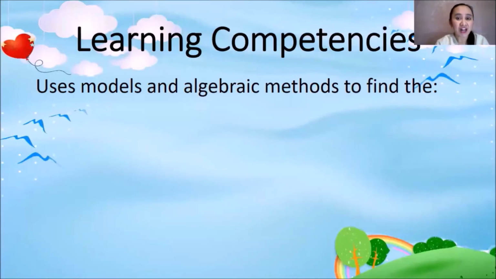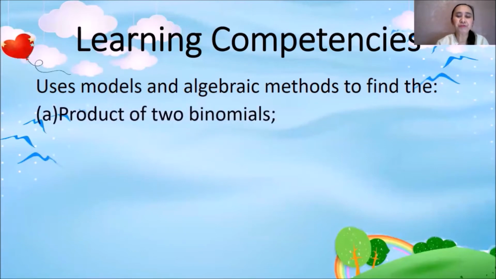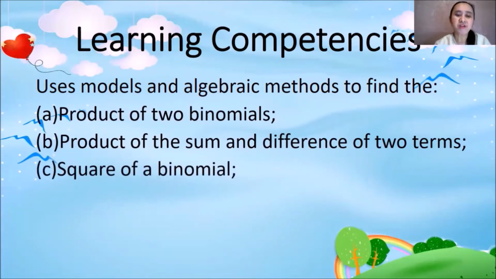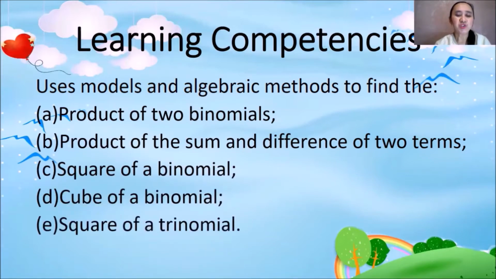Our learning competencies are the following. Uses models and algebraic methods to find the following. Letter A, product of two binomials. B, product of the sum and difference of two terms. Square of a binomial. Cube of a binomial. And square of a trinomial.